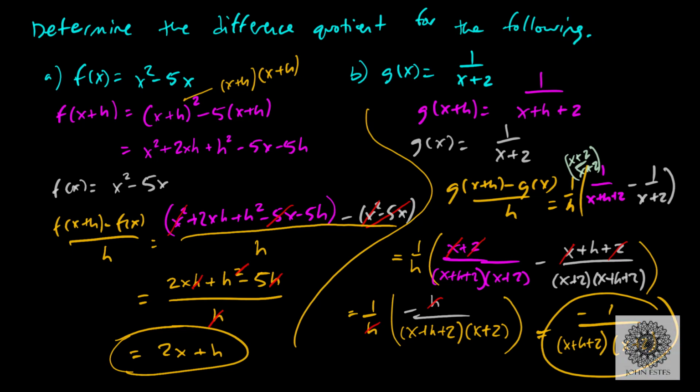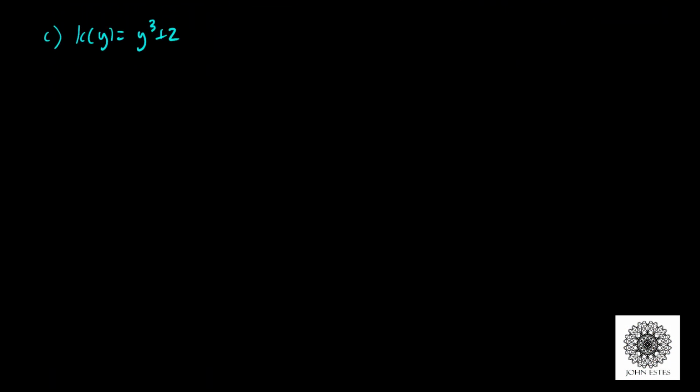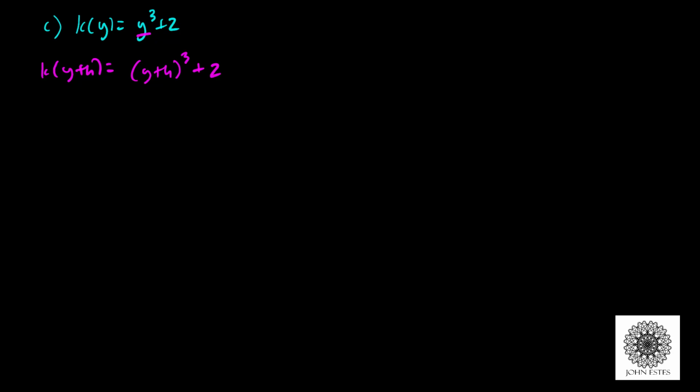Okay, I want to show you one more. So let's look at part C here. This time I have k of y equals y cubed plus 2. Now remember, again, I've got to replace the y's. That's my input. So if I want y plus h, for example, then I need y plus h quantity cubed plus 2. Now how do you handle that? That's y plus h times y plus h times y plus h.